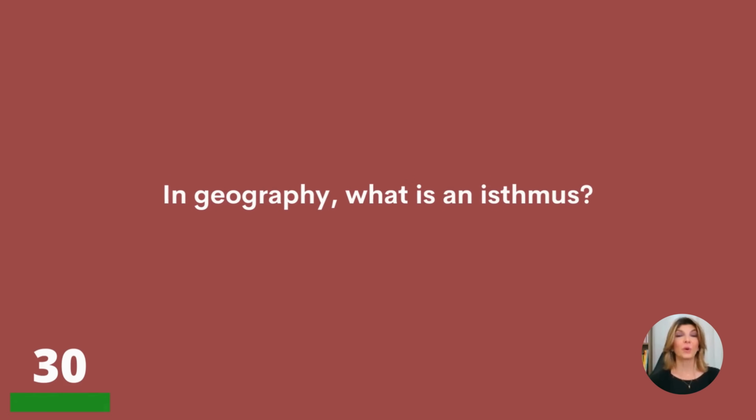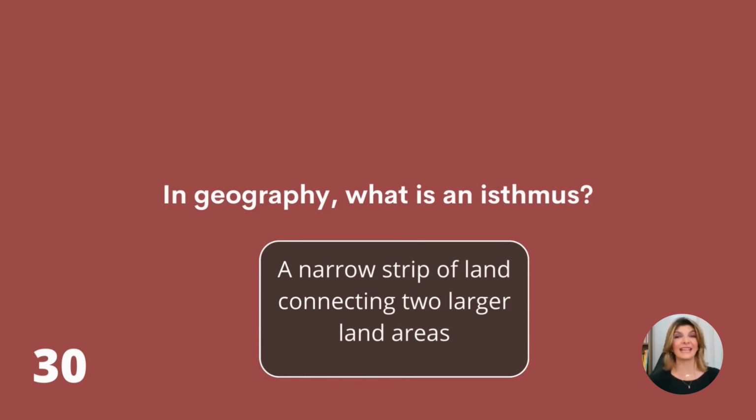In geography, what is an isthmus? No multiple choice. A narrow strip of land connecting two larger land areas.